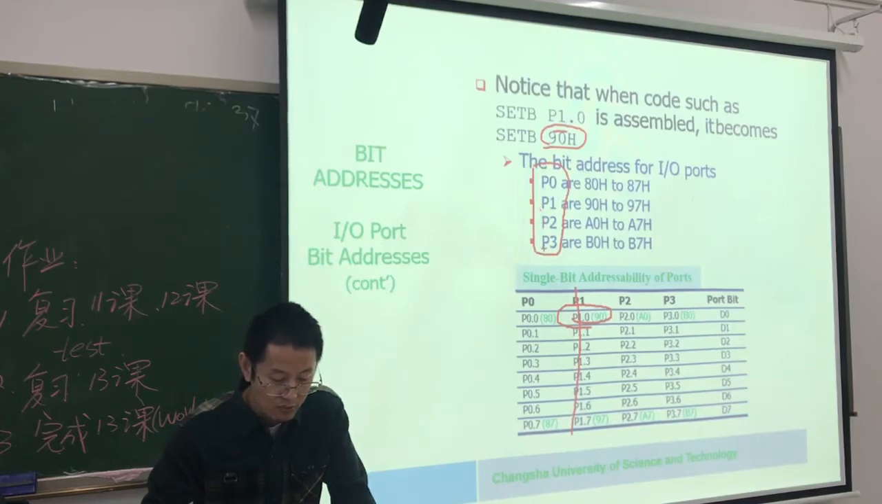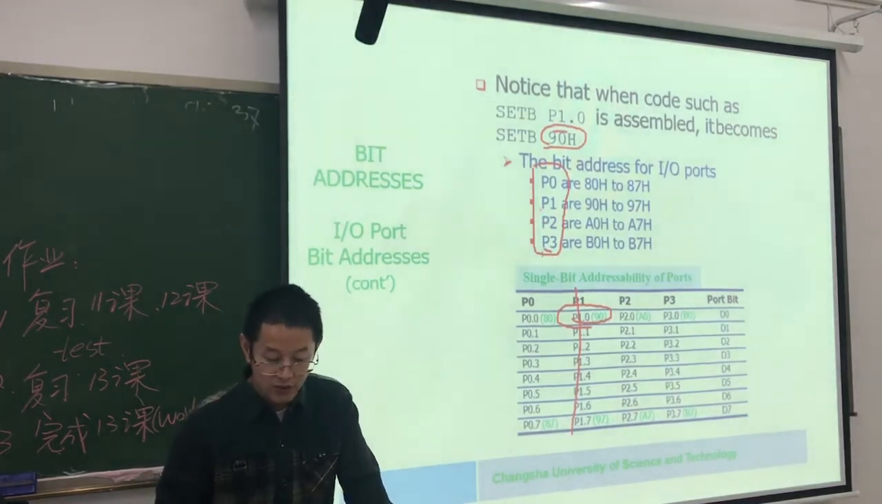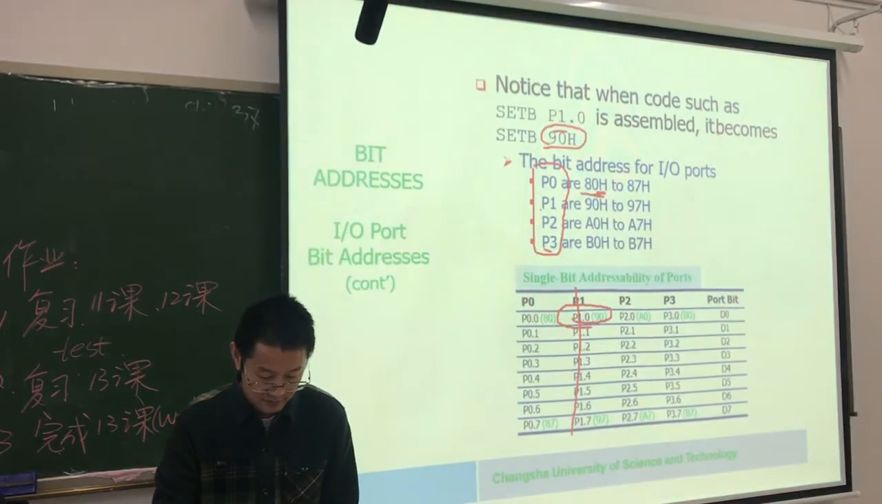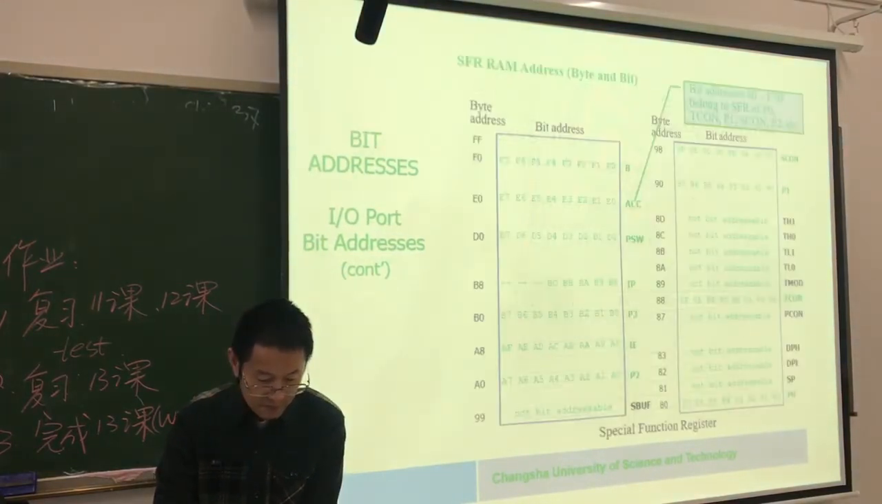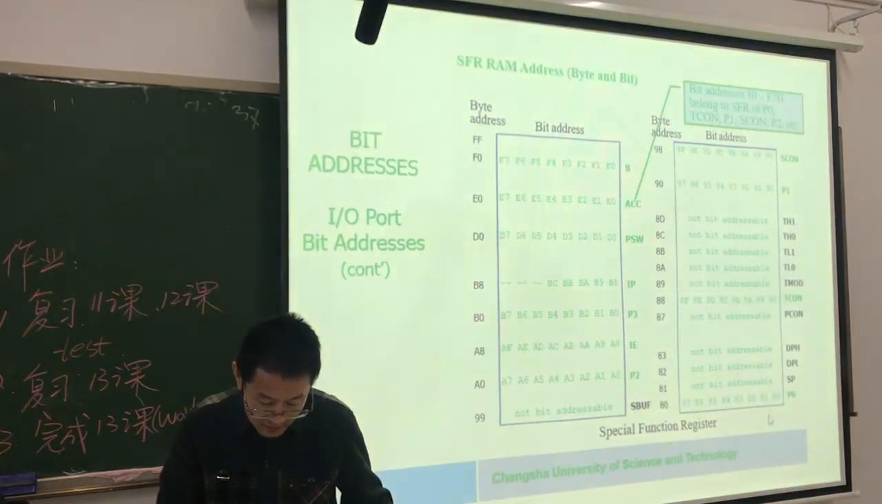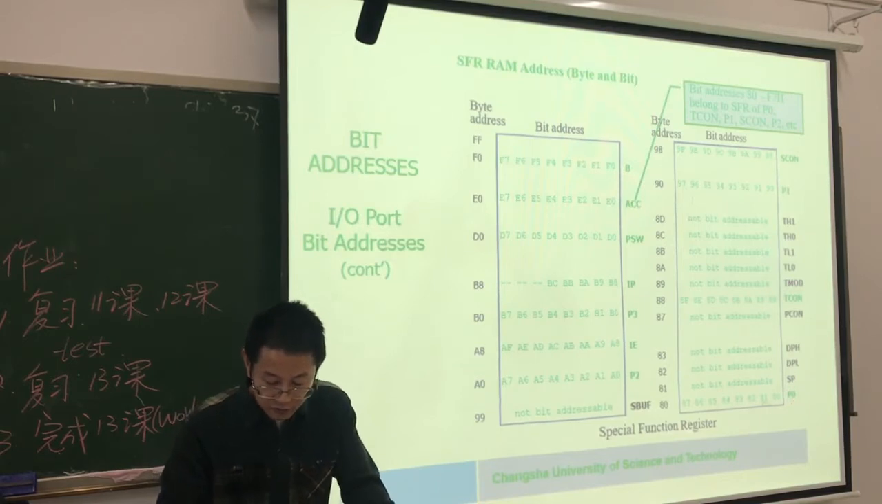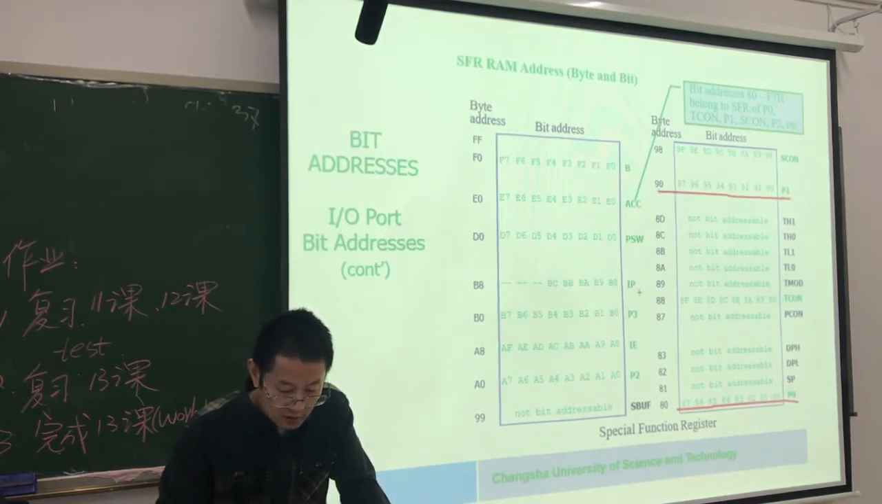If you want to access the port with the byte address, you just use the first address. Here, this is P0, P1, P2, this is P3.